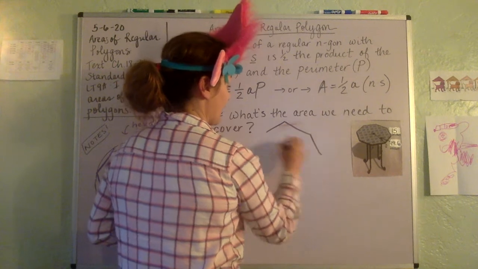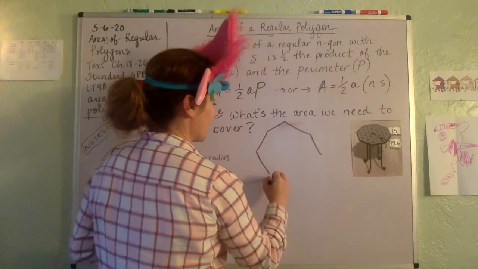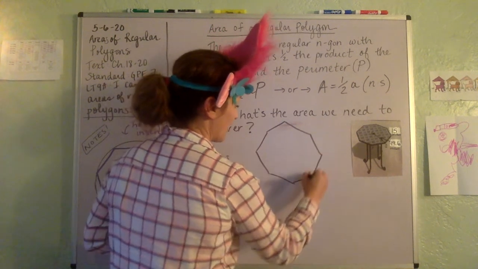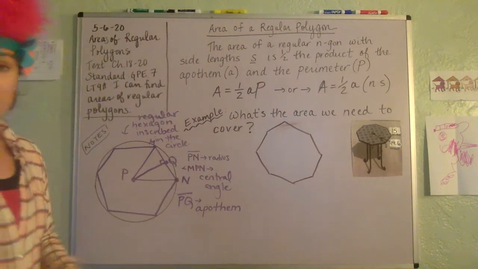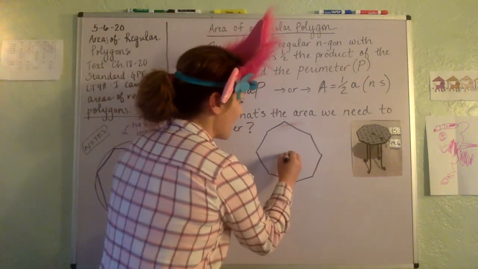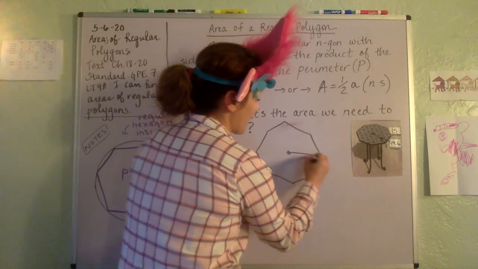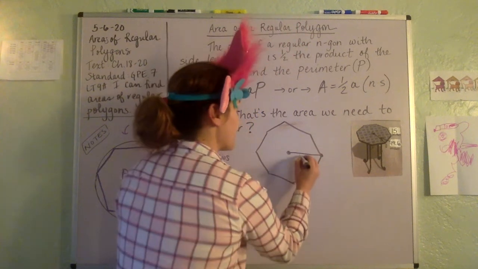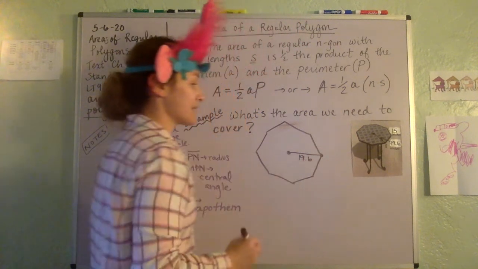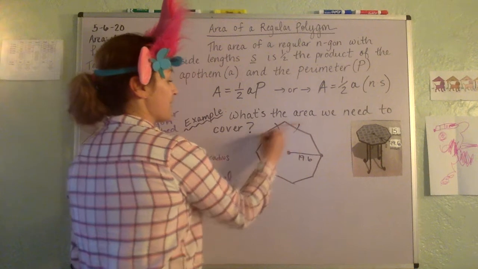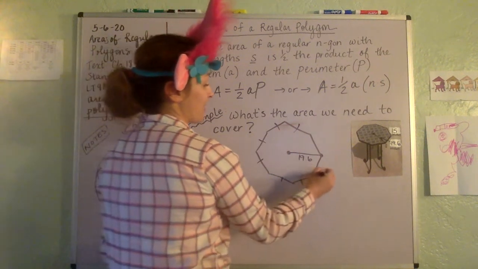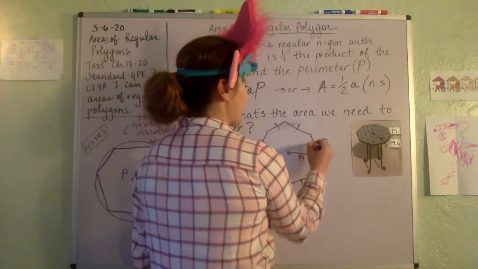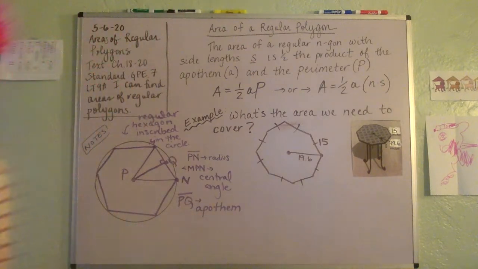Okay, so we have an octagon. Pretend like all the sides are the same, okay? And then again, what I'm telling you is that from here to here is 19.6, okay? And each one of these sides, the sides are all the same because it's regular. Each one of those sides is 15, okay?